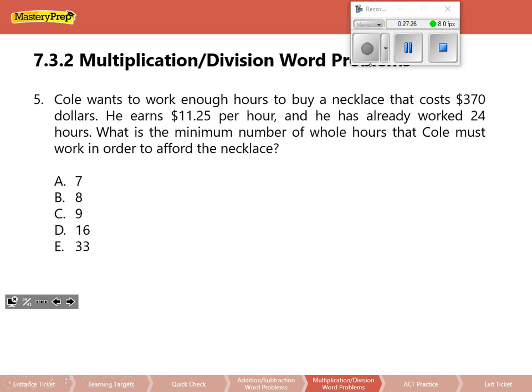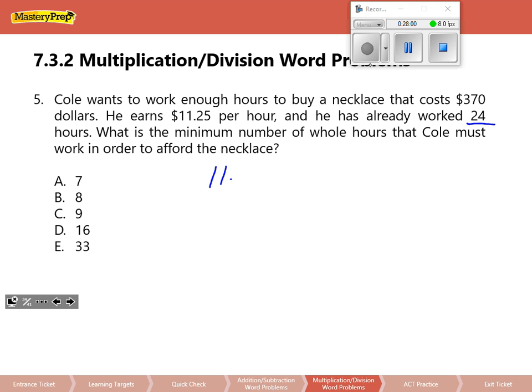Question number 5. Cole wants to work enough hours to buy a necklace that costs $370. He earns $11.25 per hour, and he has already worked 24 hours. What is the minimum number of whole hours that Cole must work in order to afford the necklace? Well, how many hours has he worked already? So we're trying to get to 370, yes?